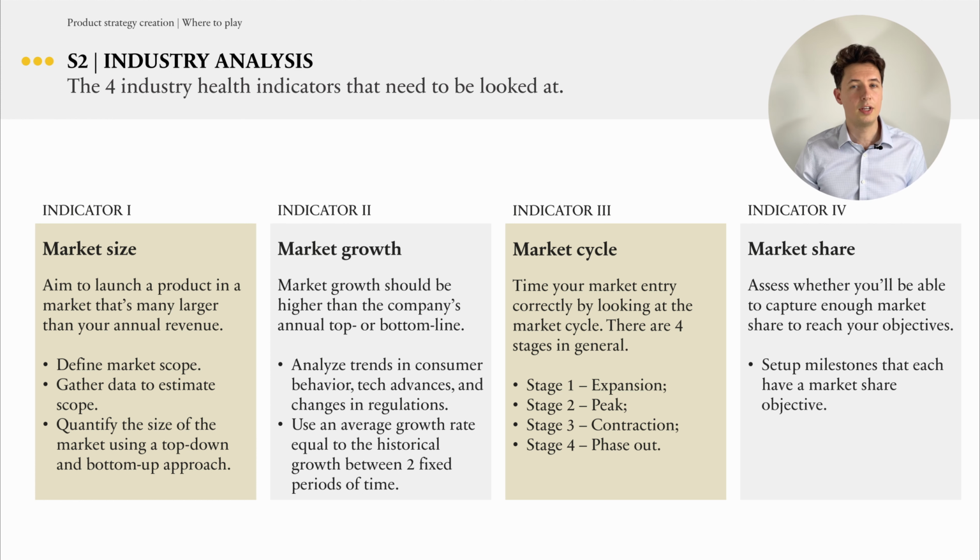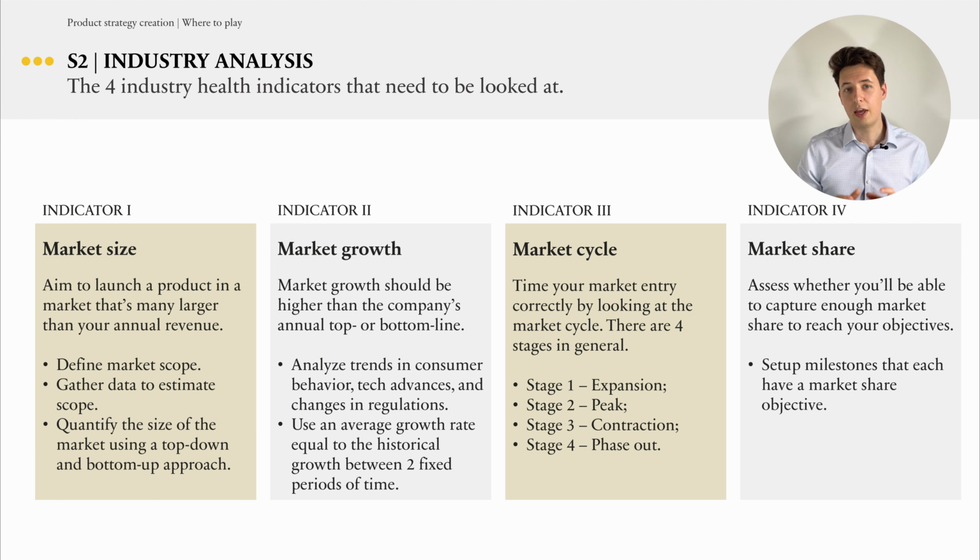The second indicator is the growth of the market. A market that's shrinking is usually not a good sign, so you want to steer clear from those markets. The third indicator is the life cycle of the market. Having this information will help us to time our market entry. You don't want to enter a market that's already in a contraction phase. And the fourth indicator is how much market share you'll be able to capture with your product.